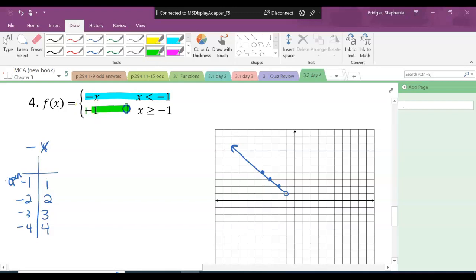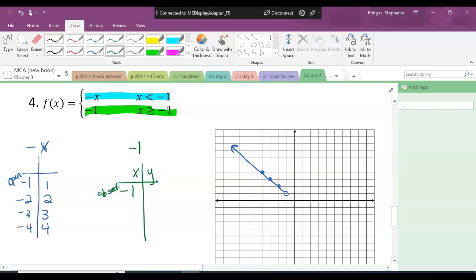This function is just negative 1. My inequality here says x is greater than or equal to negative 1, so I'm going to choose that negative 1. Is it going to be open or closed at that one? Closed.